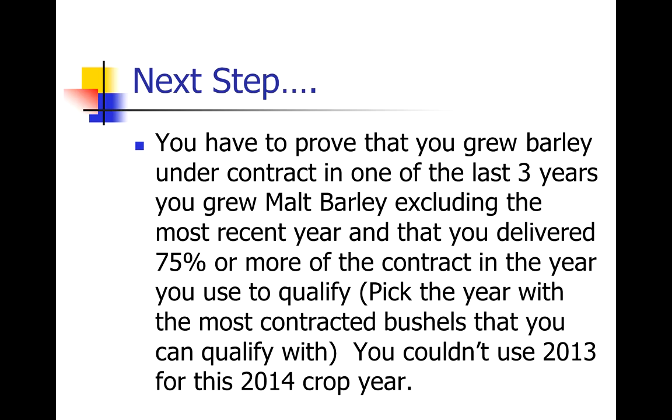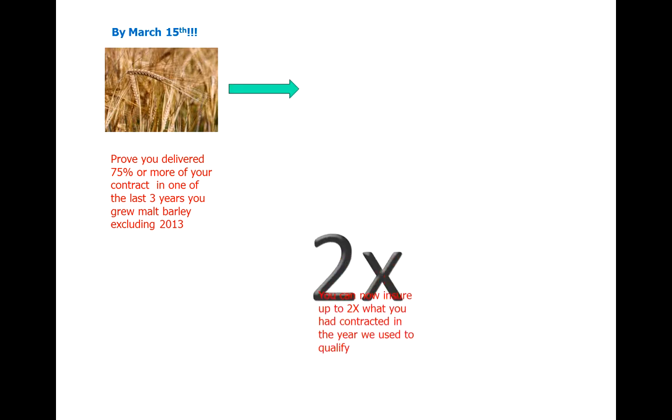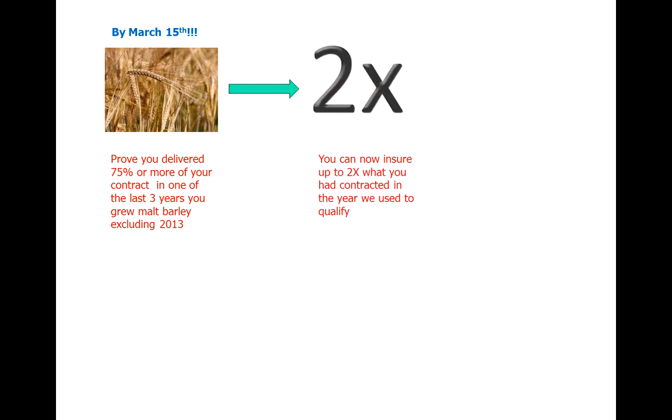What's the next step? You basically have to prove that you grew barley under contract in one of the last 3 years, excluding the most recent crop year, which we already went through here. This screen will probably explain it with more clarity, but basically, by March 15th, we have to prove you delivered 75% or more of your contracts in one of the last 3 years you grew malt barley. So that's what you would have to do right now, or for the March 15th deadline anyways.